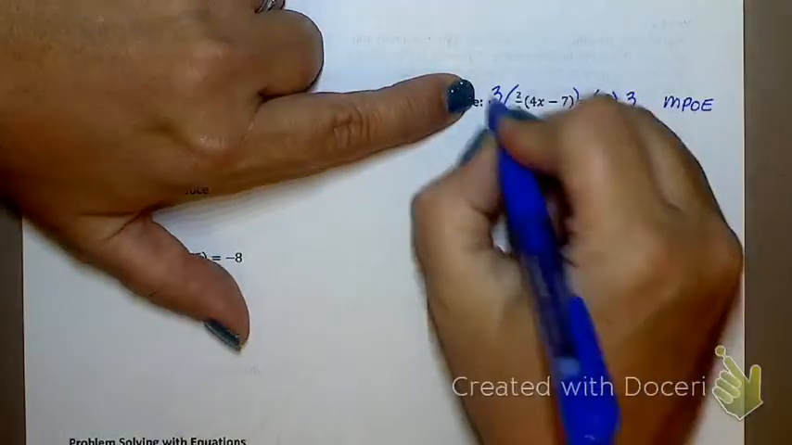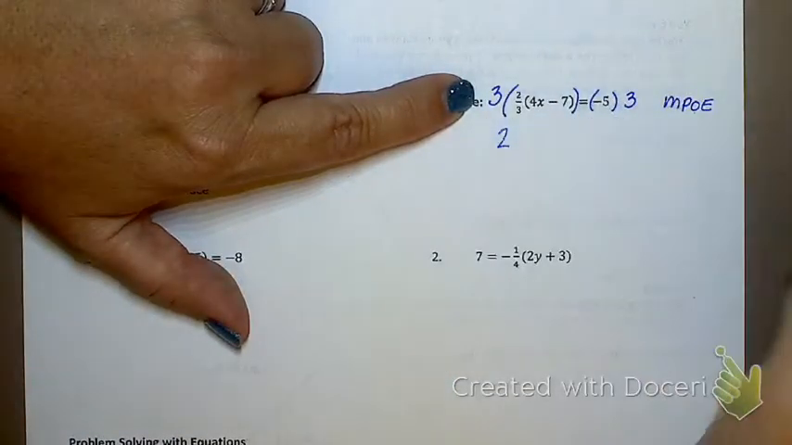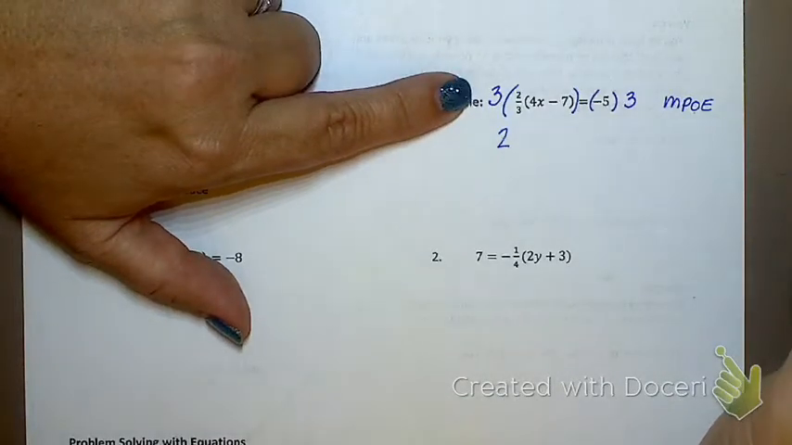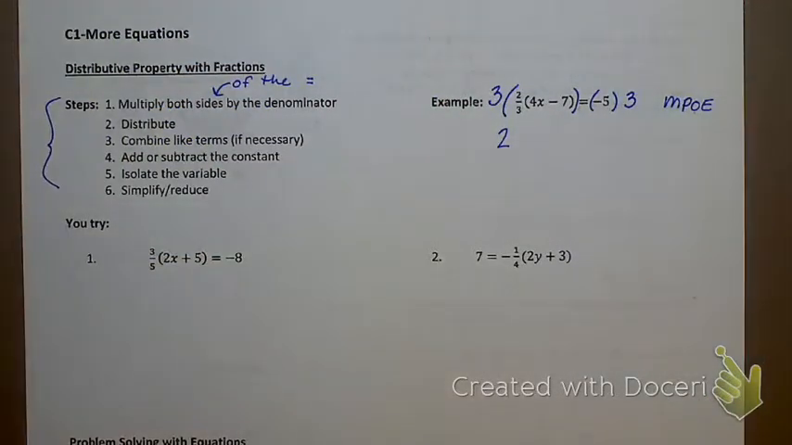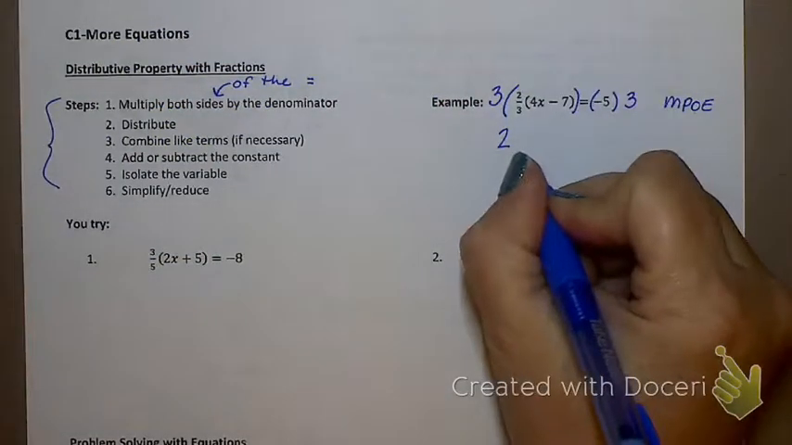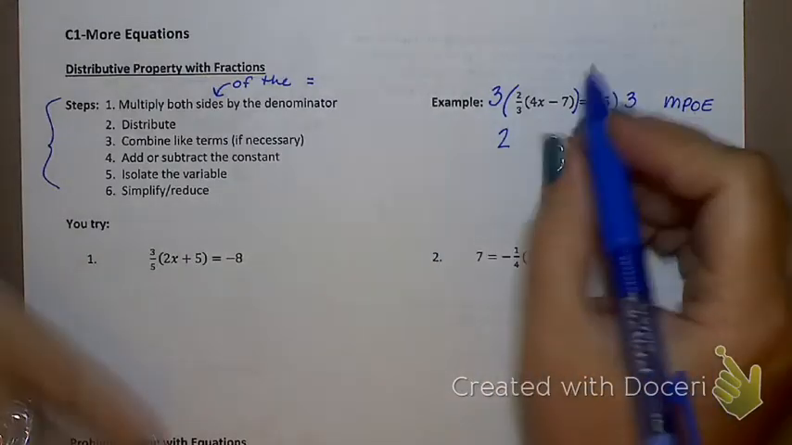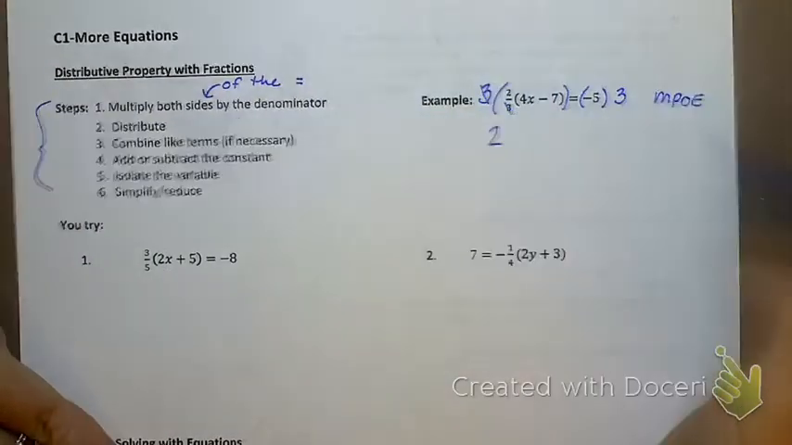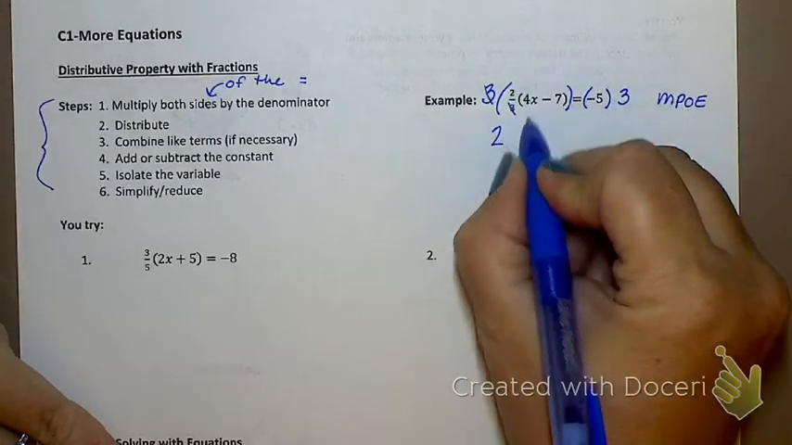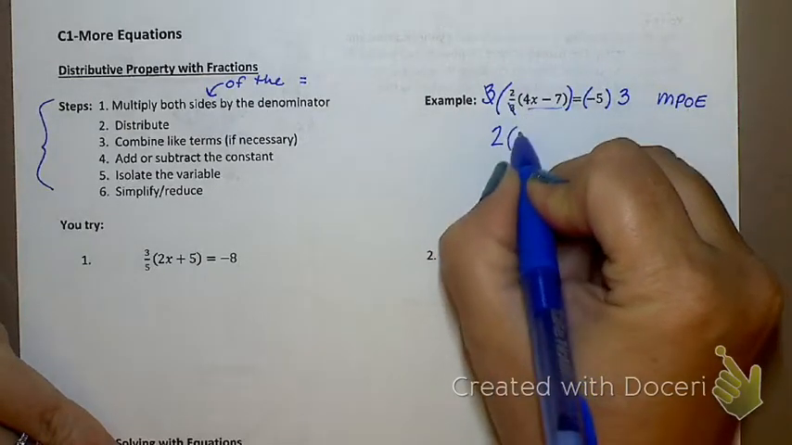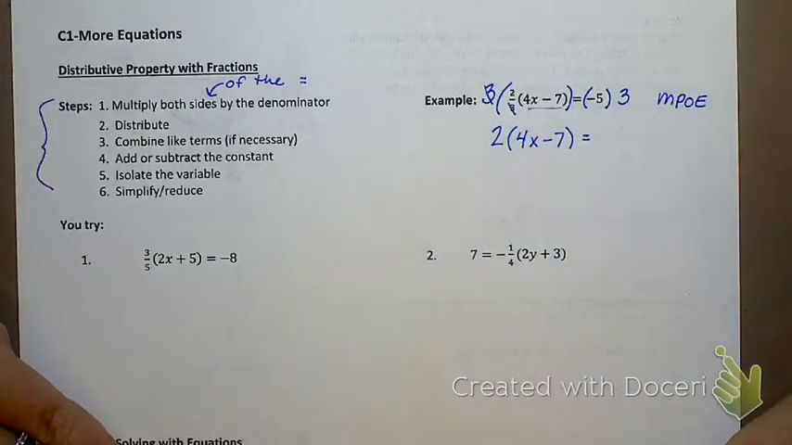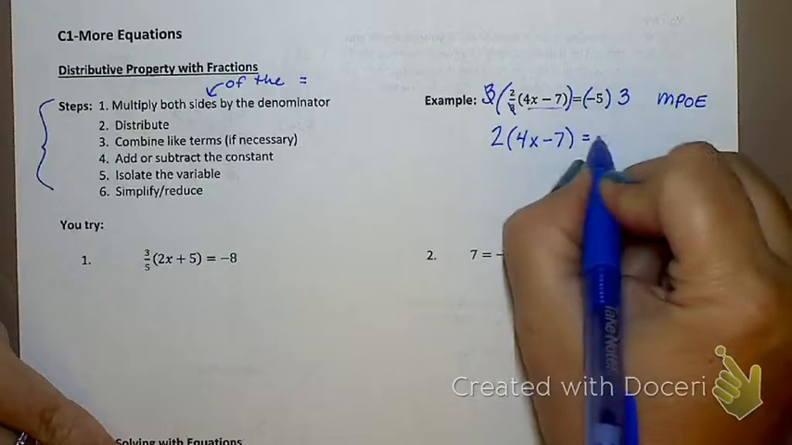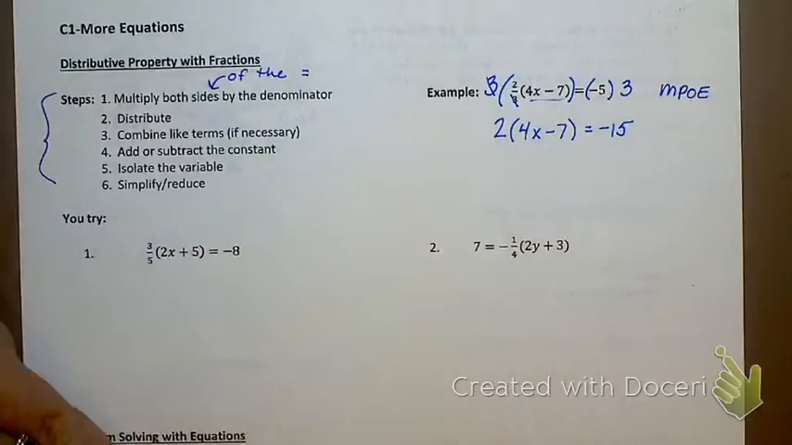So what did multiplying by the denominator do? Got rid of the fraction. So multiplying by the denominator did what to my problem? Got rid of the fraction. So I have a 2. I still have 4x minus 7. And then what do I have on the other side of the equal sign? Negative 15. Is this an easier problem to solve?